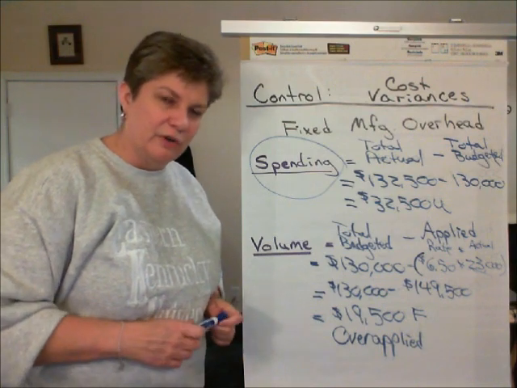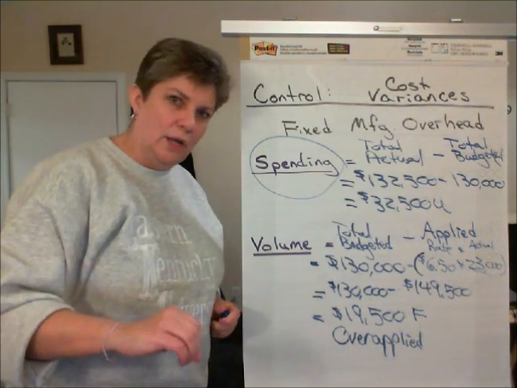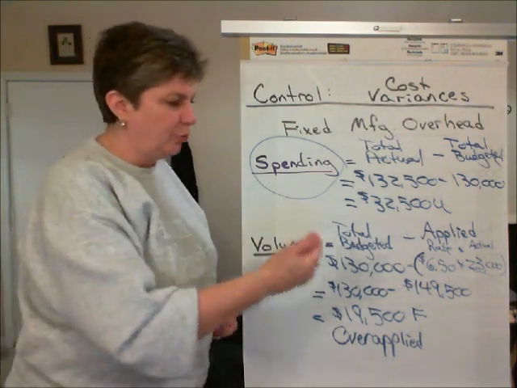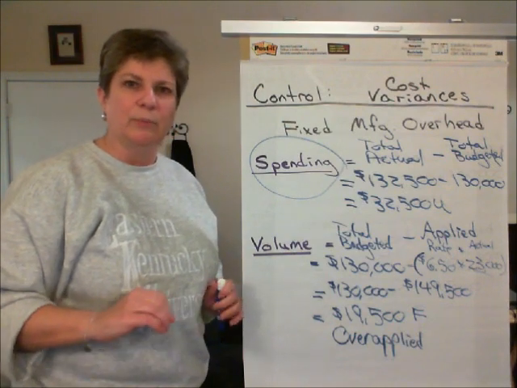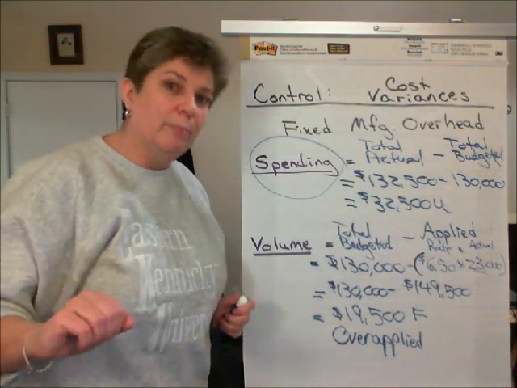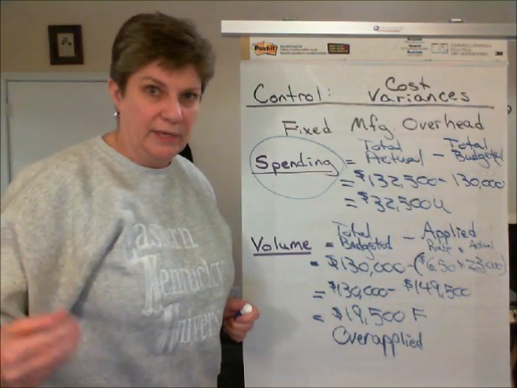Our actual fixed overhead per unit was lower as a result of producing more units with the same level of equipment, machinery, buildings, and so forth.